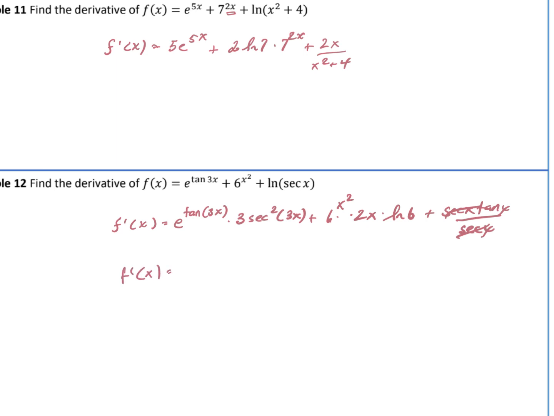So f prime, I think I just reordered it. So 3 secant squared of 3x times e to the tan of 3x, plus 2x ln of 6 times 6 to the x squared, and then plus tan of x.